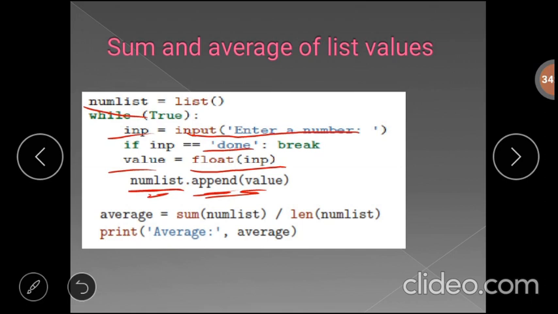Then finally, just find the average of that list. For that, get the number of elements present in the list and calculate the sum of that list. Sum divided by length will give the average.